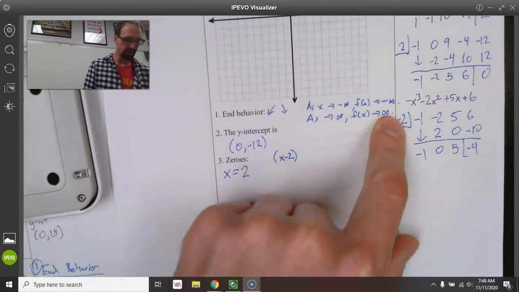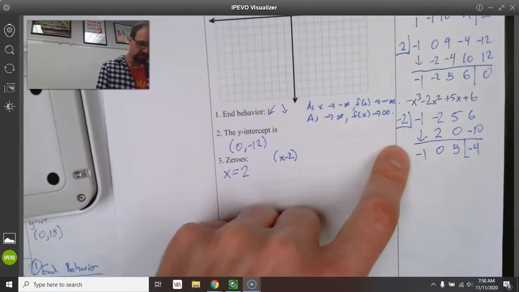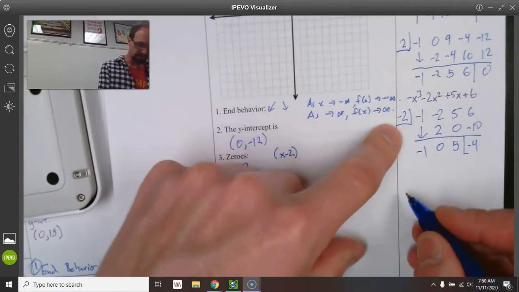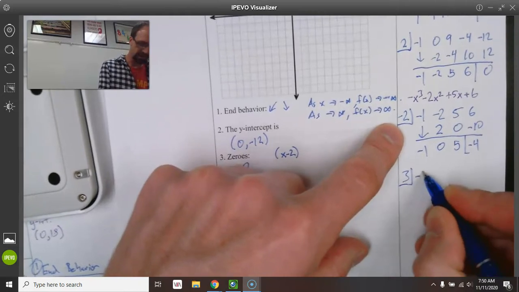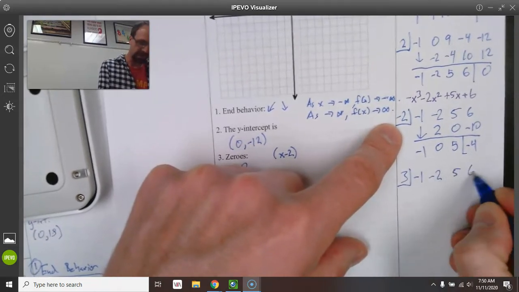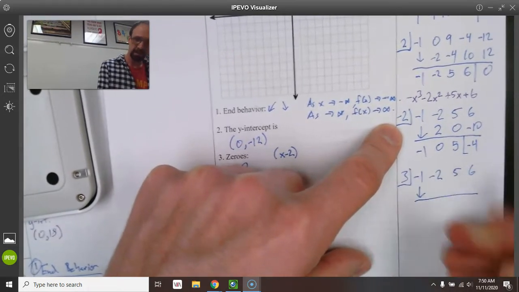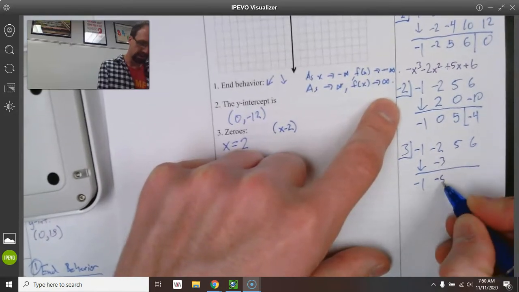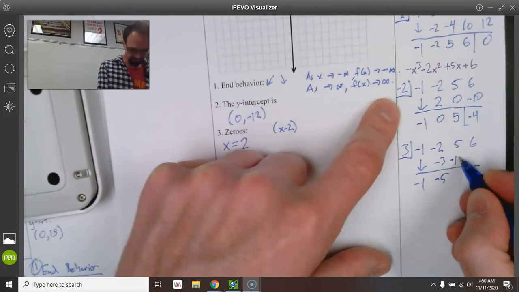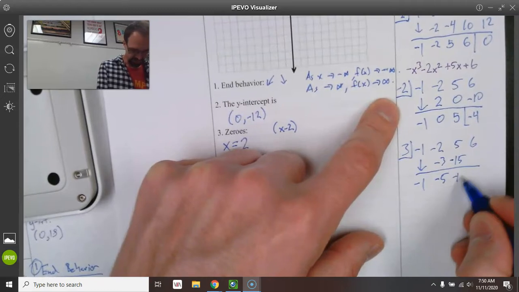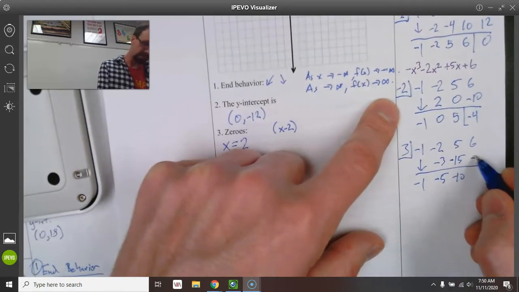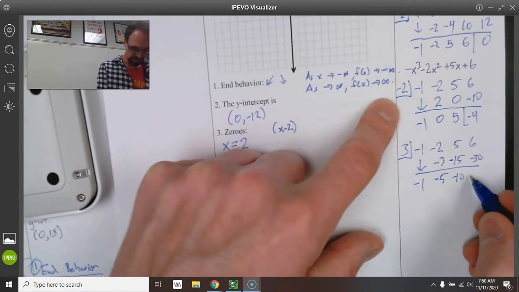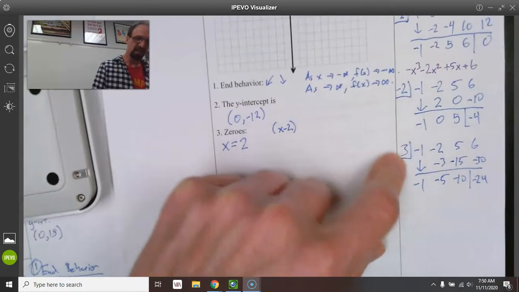Let's jump to positive 3. So again, going back to here, positive 3, checking negative 1, negative 2, 5, and 6. Bring down negative 1, negative 3, negative 5, negative 15, negative 10. Negative 10 times 3 is negative 30. Negative 24. Not working either.